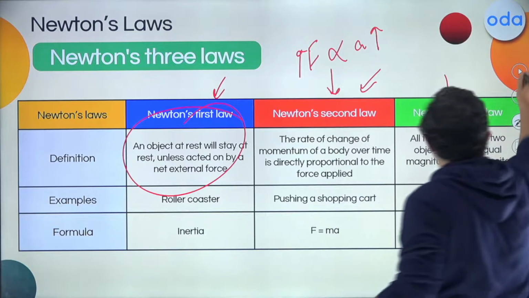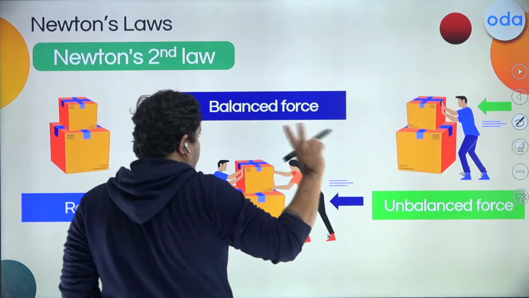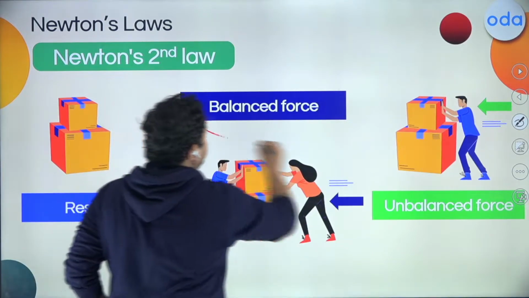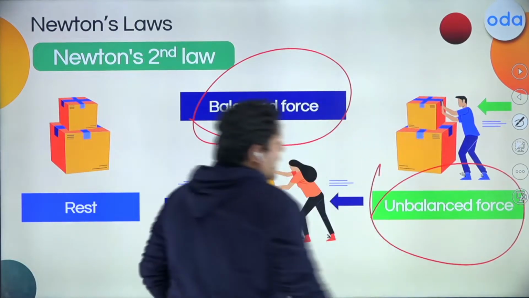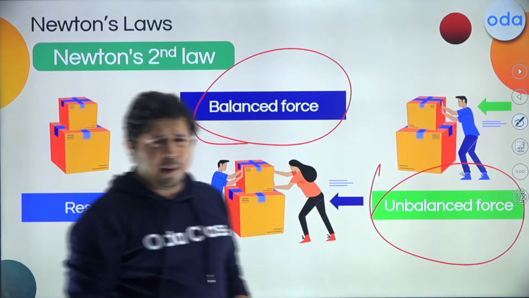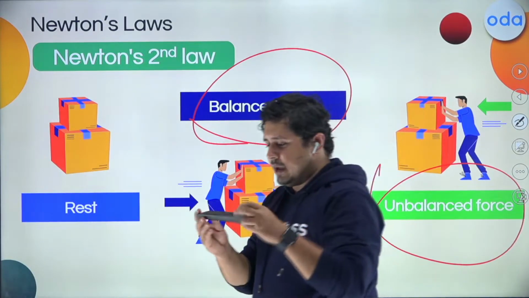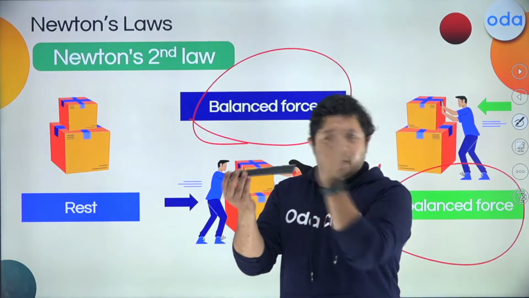So let's quickly understand two terms that we have to follow if you want to become an IITian. The first is called balanced force. The other is called unbalanced force. What do I mean by balanced force? Assume I have this remote control currently in my hand. It's beautiful, it's nice. If I push it, it will move.